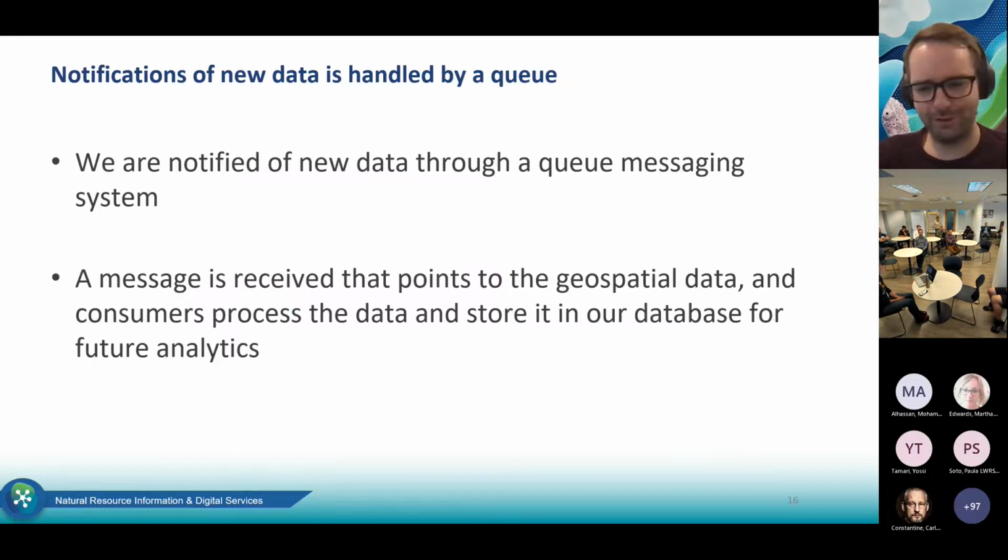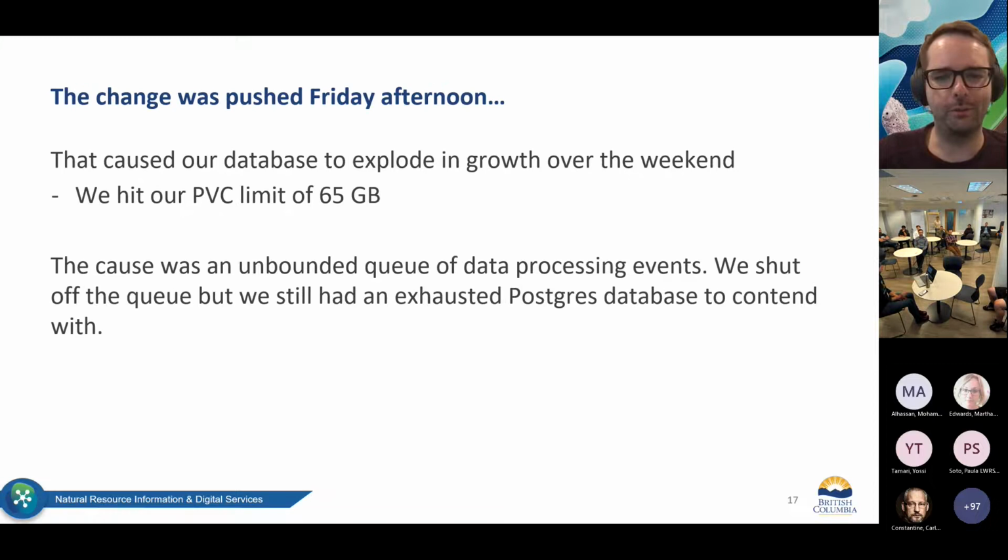So we pushed this Friday afternoon, and unfortunately, there was an unbounded queue check on our queue, which meant that messages were being received and processed, but not being acknowledged. That means that our queue server was continuously sending out these messages, and our consumers were continuously processing this data to the point where we hit our limit in our Postgres setup, our PVC limit of 65 gigs. So we had an issue, we had some outages, and this is sort of our debugging story.